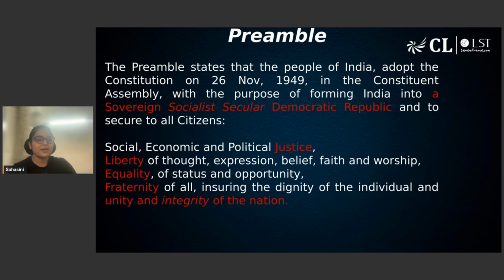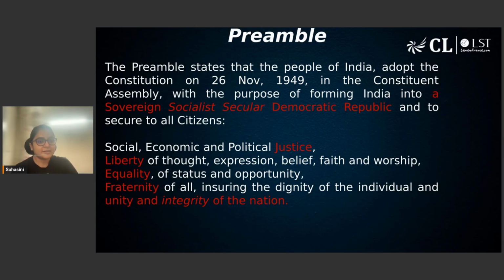Before I explain these provisions of the constitution, I'll be taking this up in the next class. But before that, I want you guys to come prepared, or to read, what you understand by sovereignty, by socialist, by secular, by democratic republic, then what is justice according to you, what is liberty, what is equality, what is fraternity, and at last what we want to achieve, unity and integrity of the nation. So read this preamble in detail, try to understand each and every term.